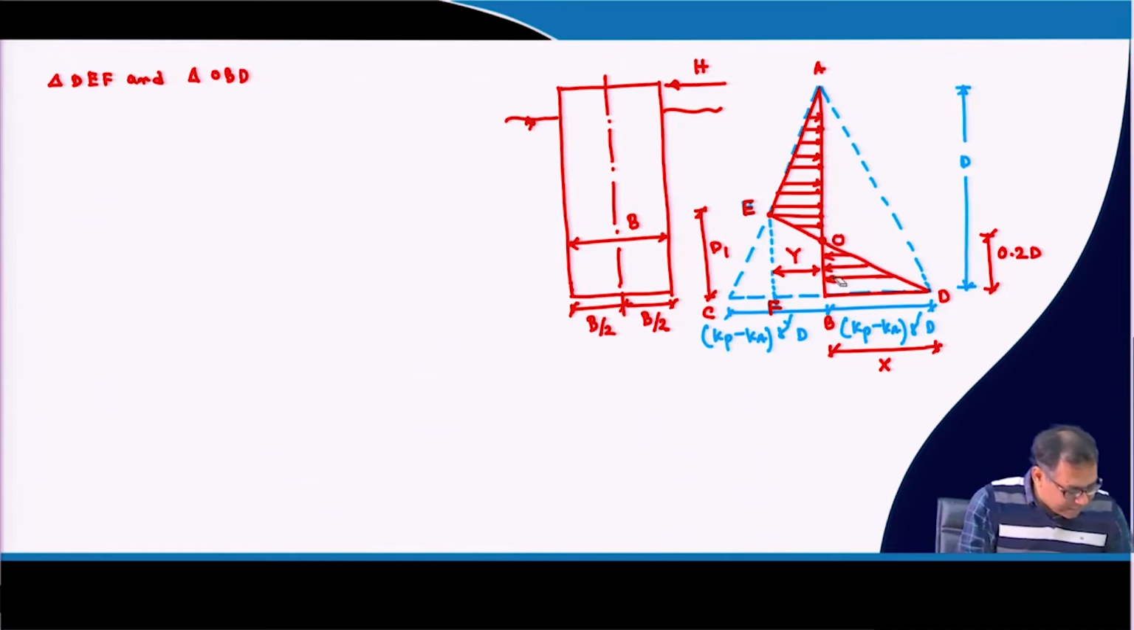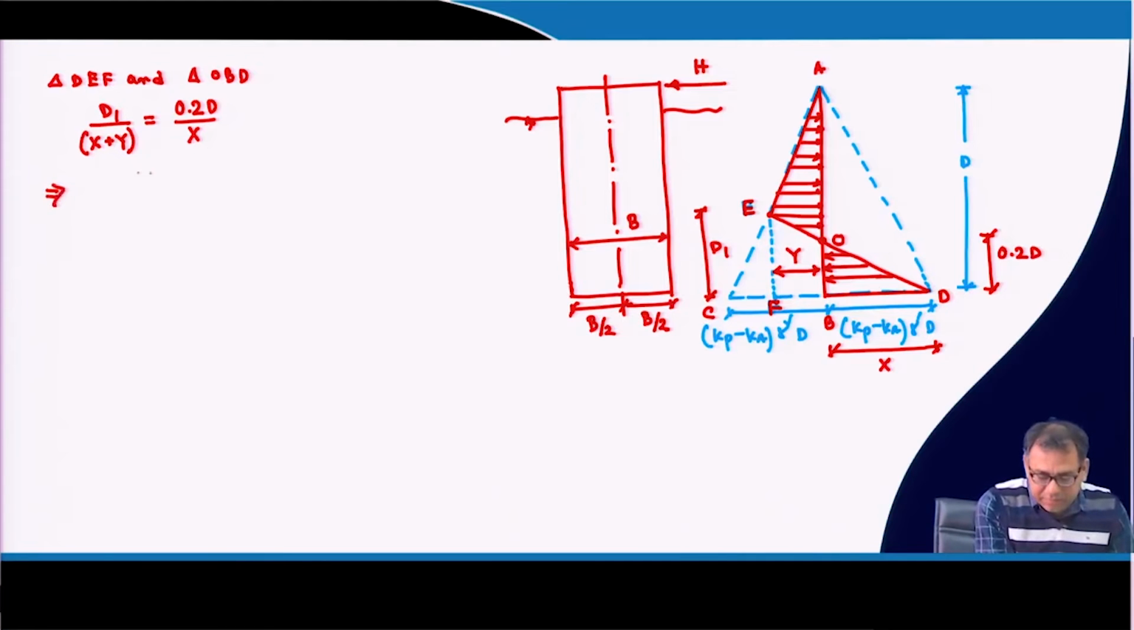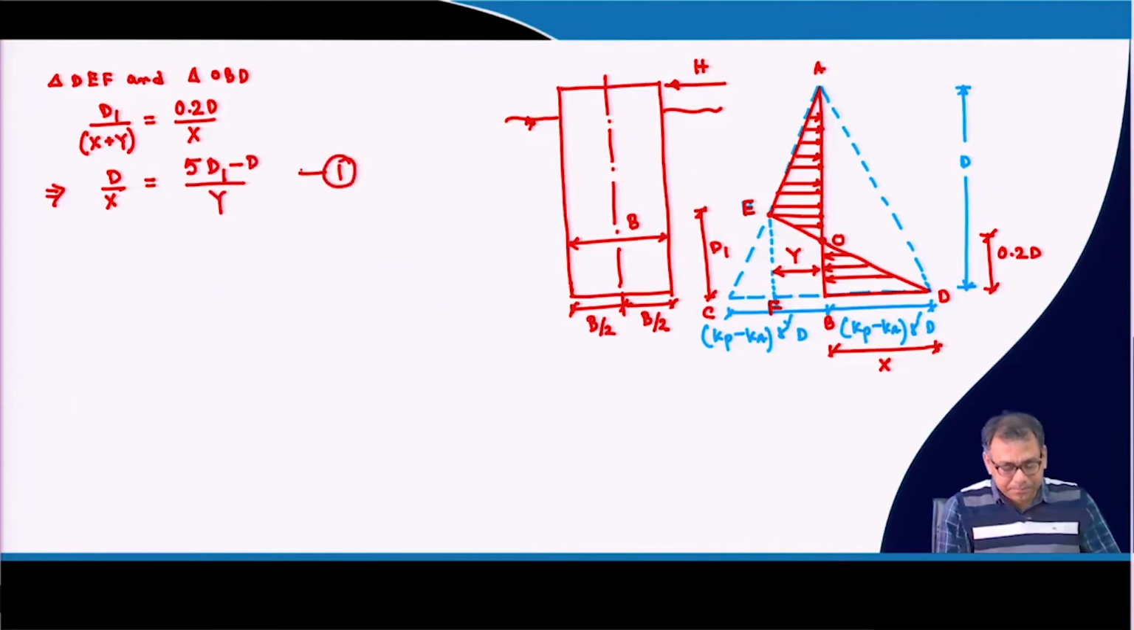From this similar triangle I can write that d1 divided by x plus y will be equal to 0.2d divided by x, since this height is 0.2d. Now if I simplify this equation, I can write d by x equal to 5, because 0.2 means 1 by 5, times (d1 minus d) divided by y. This is equation number 1.